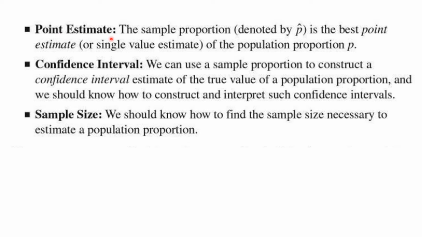So we define the point estimate: you take a good sample and figure out how many people were in favor of something, and that is called the sample proportion. We use that sample proportion to construct a confidence interval on the real line of the true value of the population proportion, and we know how to construct and interpret such a confidence interval. And we'll also talk about in this video how to find how big of a sample we need to estimate a population proportion with a given level of accuracy.